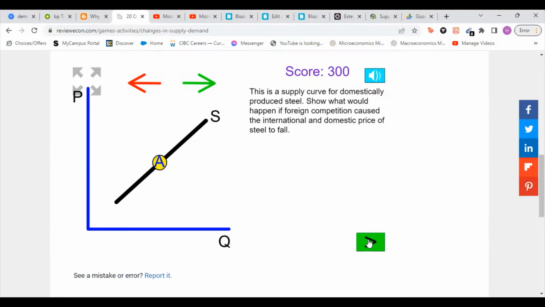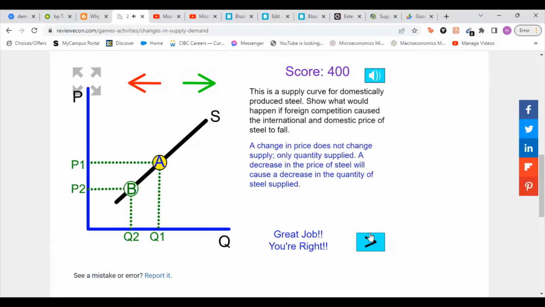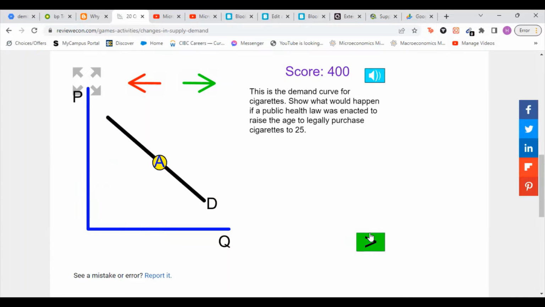And this is a supply curve for domestically produced steel. Show what would happen if foreign competition caused the international domestic price of steel to fall. It would be along the curve in this case because it's price related or not? Yes. That's a good job on that one. So it's along the curve because it's price related. That's great.